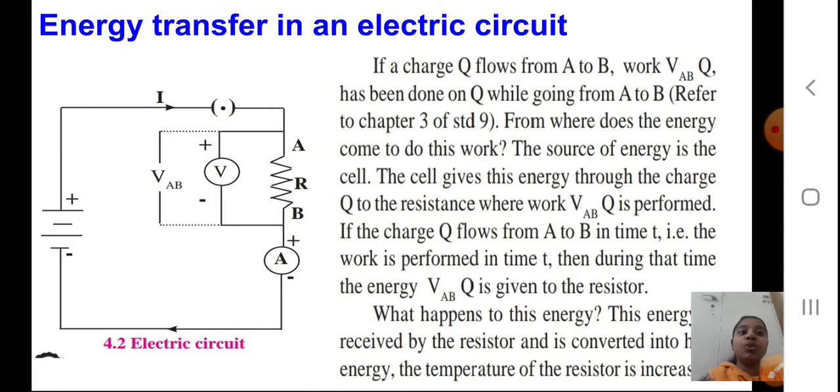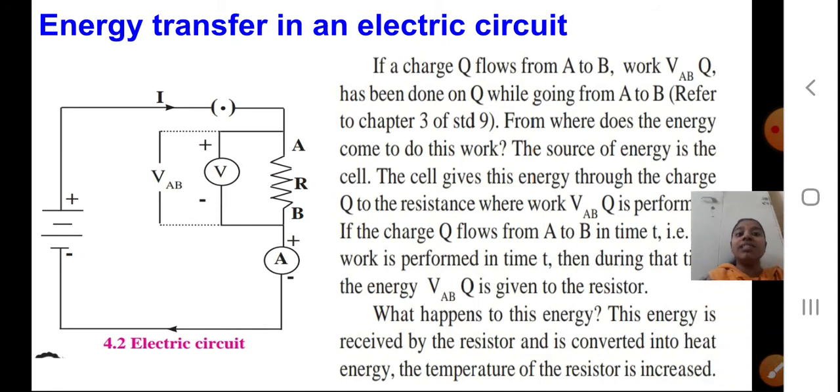If the charge Q flows from A to B in time t, that is, the work is performed in time t, then during that time the energy VAB Q is given to the resistor. So what happens to this energy? This energy is received by the resistor and is converted into heat energy. The temperature of the resistor is increased.